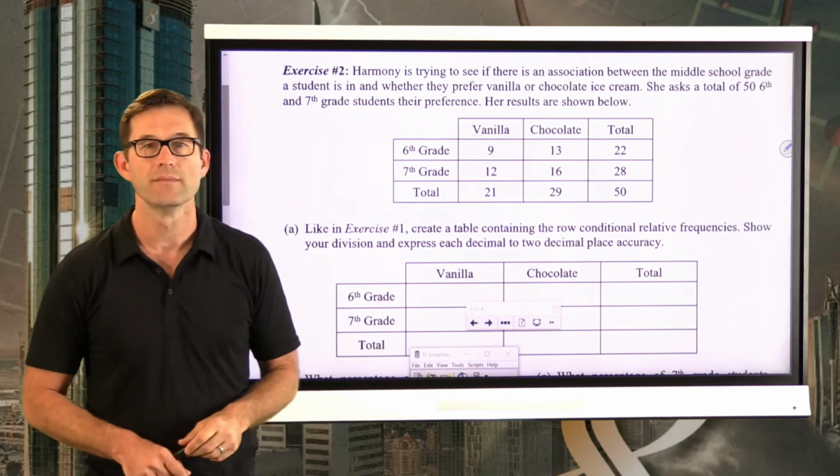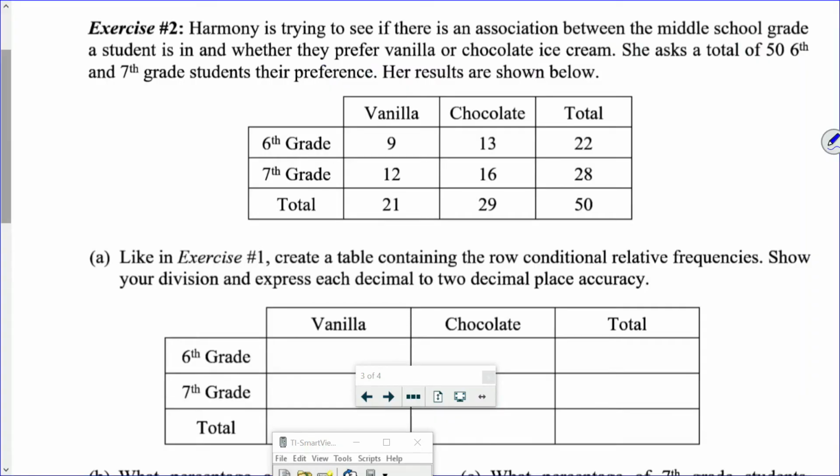Exercise number 2. Harmony is trying to see if there's an association between the middle school grade a student is in and whether they prefer vanilla or chocolate ice cream. She asks a total of 50 6th grade and 7th grade students their preference. Her results are shown below. Letter A. Like in exercise 1, create a table containing the row conditional relative frequencies. Show your division and express each decimal to 2 decimal place accuracy.